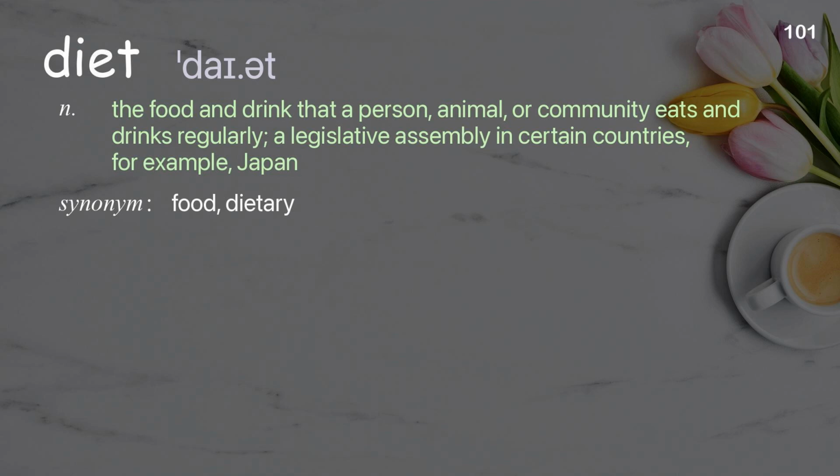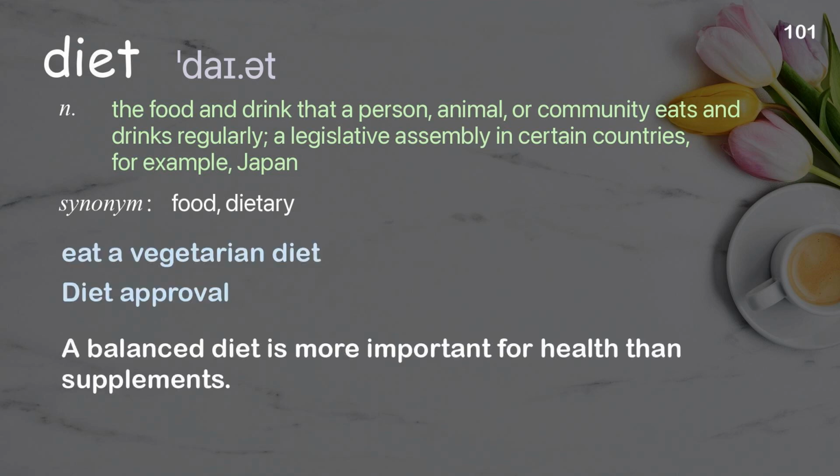Diet. The food and drink that a person, animal, or community eats and drinks regularly. A legislative assembly in certain countries, for example, Japan. Examples: Eat a vegetarian diet. Diet approval. A balanced diet is more important for health than supplements.